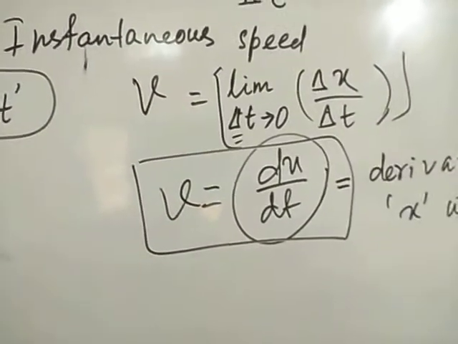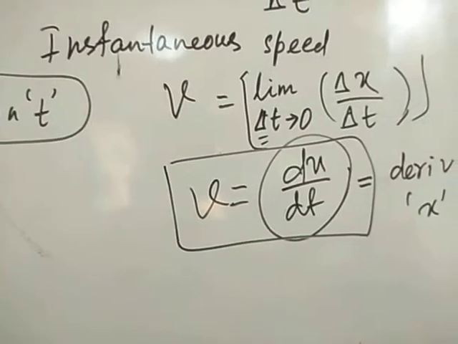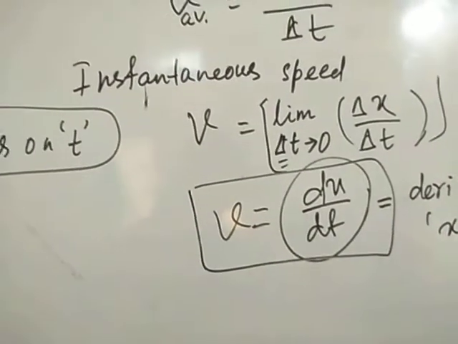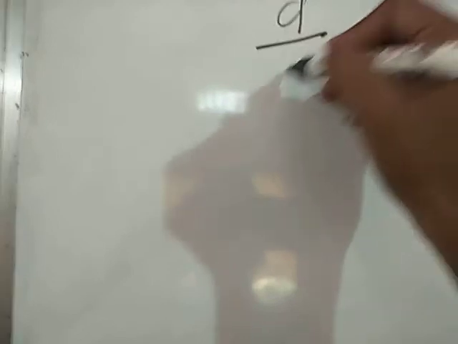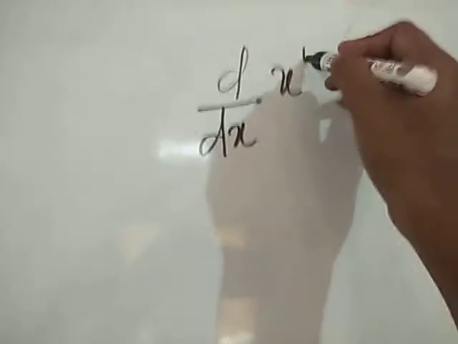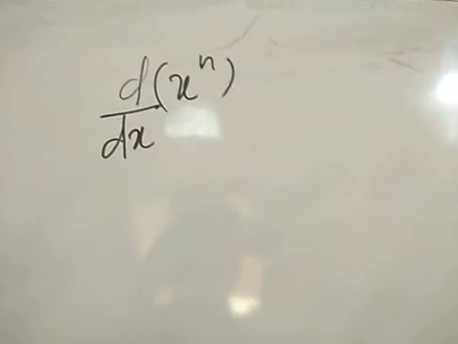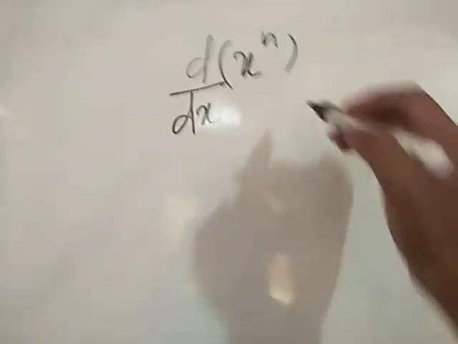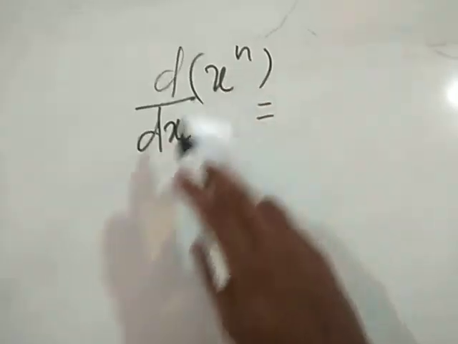We have to learn the derivative formulas. Some basic formulas I will give, which will help you continue in motion. Suppose we want to find the derivative of x to the power n, where n belongs to R. n is a real number, meaning 1, 2, 3, minus 1, minus 4, minus 5, similarly. Then what will be its formula? The derivative of x to the power n with respect to x.